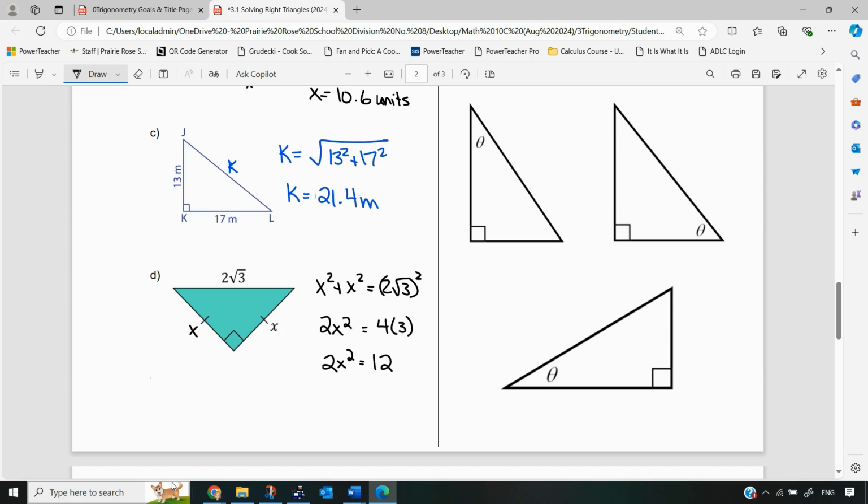Now we just need to get x by itself. So we can divide both sides by 2. That leaves us with x squared equals 6. And to get x by itself, we're going to square root both sides. So that gives us x equals root 6. Now that's an exact answer, so I could leave it exact. If I was asked to round to the nearest tenth, that would be 2.4. And again, we don't know the units, so we would write 2.4 units.